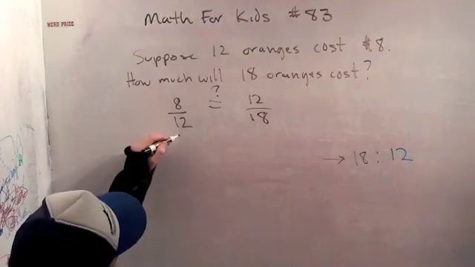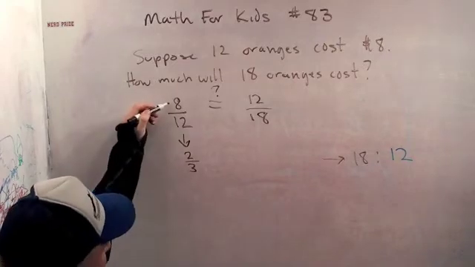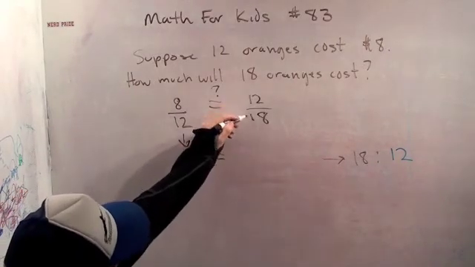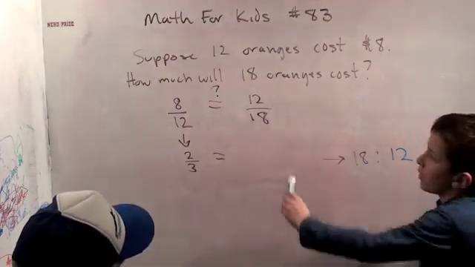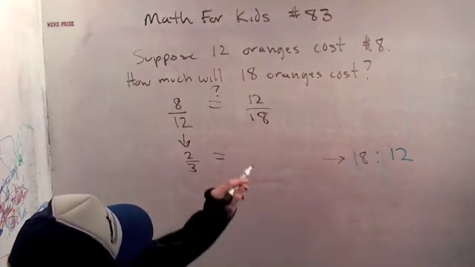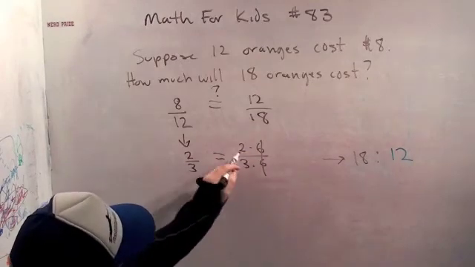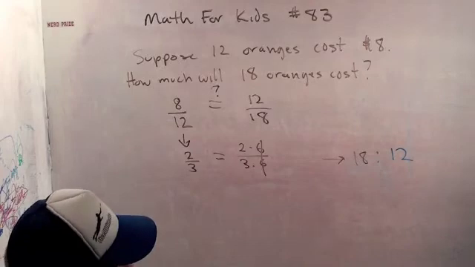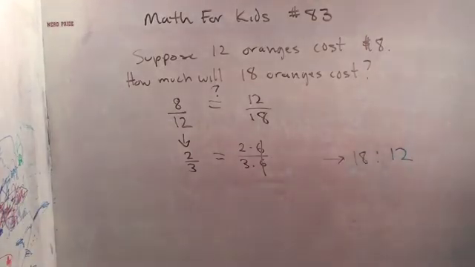Let's see. Well, 8/12 is equal to what? 2/3, because it's 4 times 2 over 4 times 3. 12/18 is what? This is 3 times 4 over 3 times 6. 4 sixths also equals 2/3. Okay, so this is 2 times 6 over 3 times 6, which is also 2/3. Awesome. So 18 oranges cost how much? $12. Okay, very good.